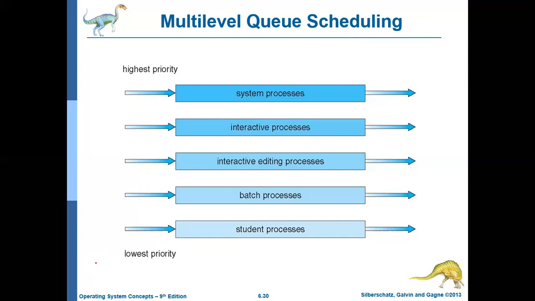That is, the process cannot be moved from one queue to another queue, and this may lead to starvation.